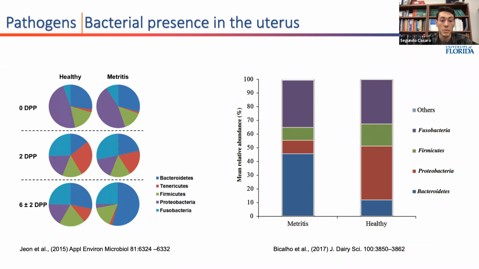And he found similar results, an increase in Bacteroidetes in cows that develop metritis, with a little increase in Fusobacteria, but a decrease in Firmicutes and Proteobacteria.